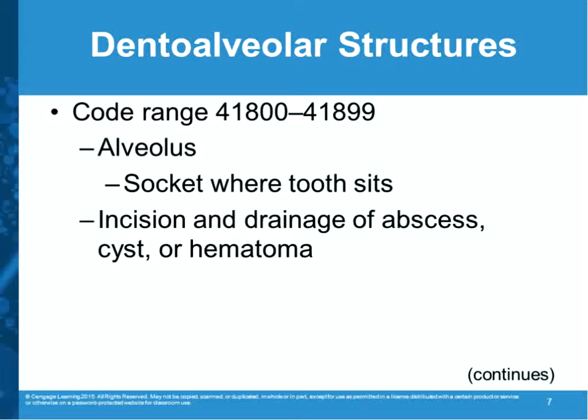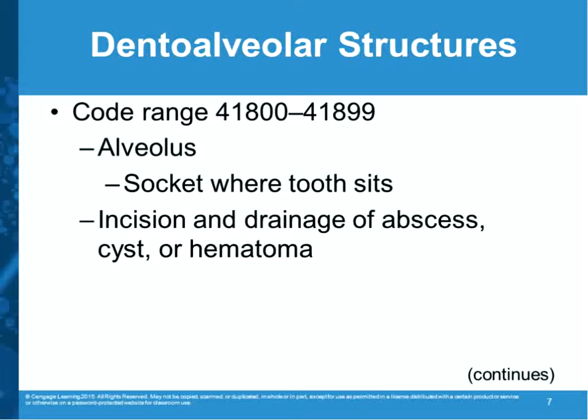Your procedures start with your incision code. You have three here. You got your drainages of your abscess and your cysts and your hematomas. Then you got removal of foreign body. And that removal of your foreign body is going to either be from your soft tissue or bone. So that's how that is differentiated.